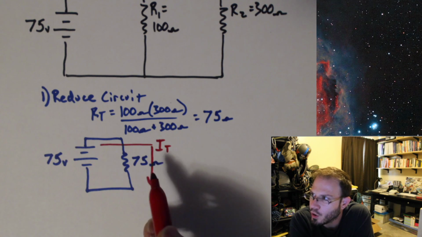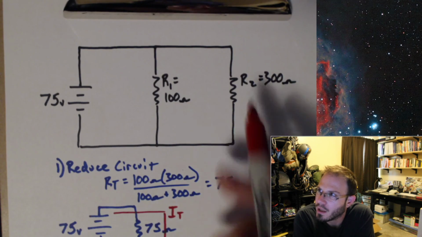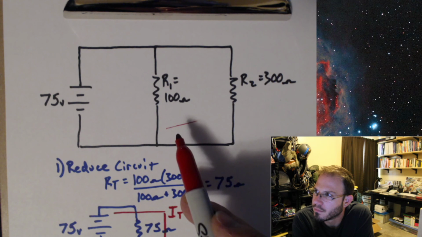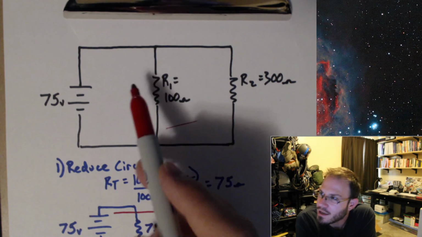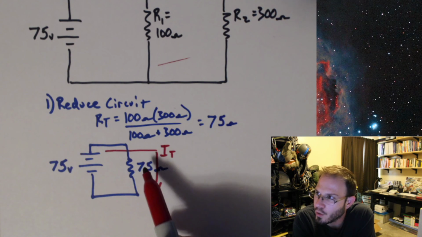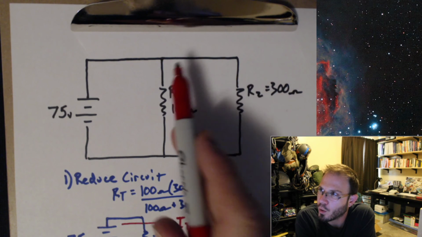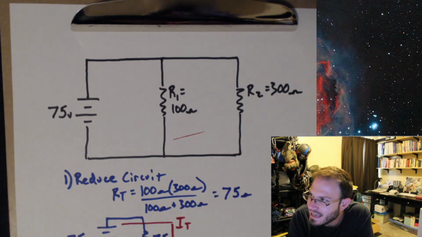If I know my total current for this circuit, given that this circuit is identical to this top one, if I figure out the total current for this circuit, I know my total current for this circuit. So let's figure out what IT is equal to.